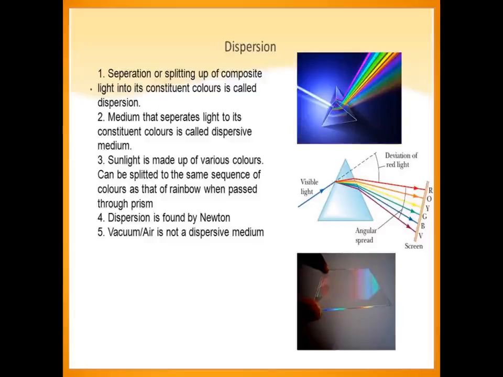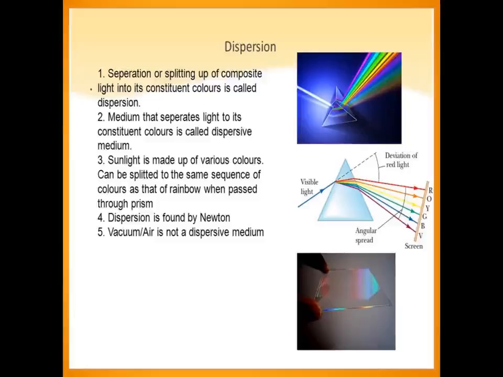What is dispersion? Separation or splitting up of a composite light into its constituent colors is called dispersion. A medium that separates light into its constituent colors is called a dispersive medium. Sunlight is made up of various colors. It can be split into the same sequence of colors as that of a rainbow when passed through a prism. Dispersion was found by Newton.